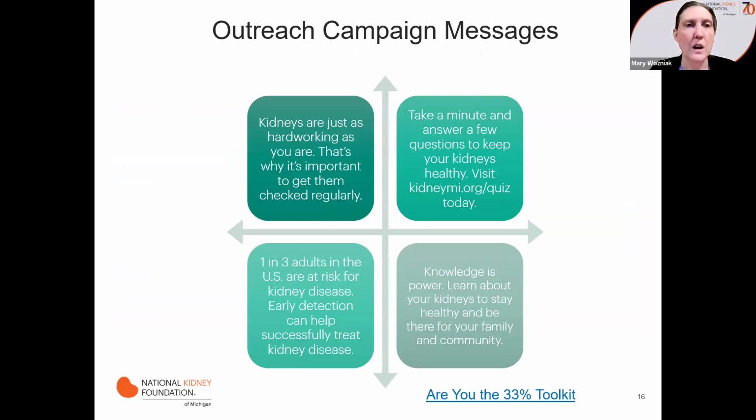I want to share some campaign messaging that comes from our kidney awareness campaign called Are You the 33%? This campaign really highlights that 1 in 3 Americans are at risk of developing chronic kidney disease and encourages them to take a risk quiz to find out if they are, in fact, at risk of kidney disease. So these are some messages that can be tailored.